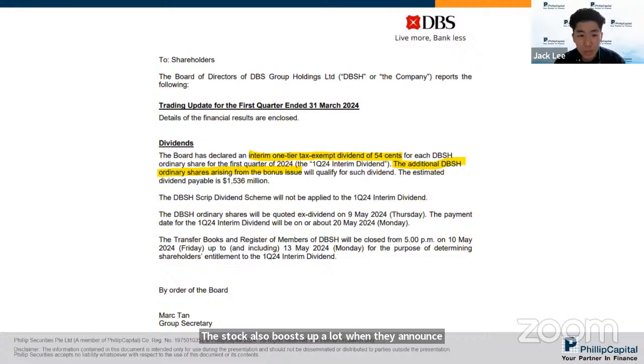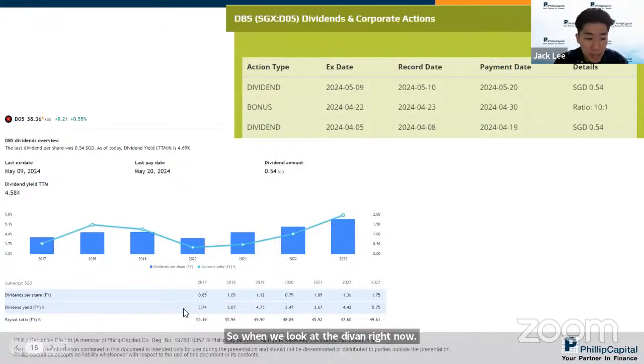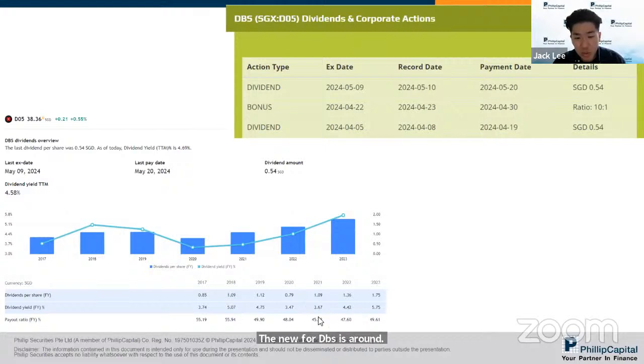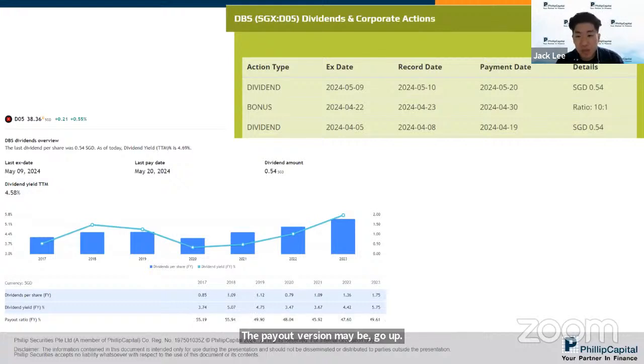Okay. So when we look at the dividend right now, looking at DBS lah, the yield for DBS is around, I think fluctuated between 3.5 to 5%, which is very good. And the payout ratio always remains at lower 50%. But from the CEO, they actually announced that they will try to give more dividends. The payout ratio may go up more than 50%. So this may be good news for a lot of people who like dividends. Okay. So we can see that this year they are giving two times already.